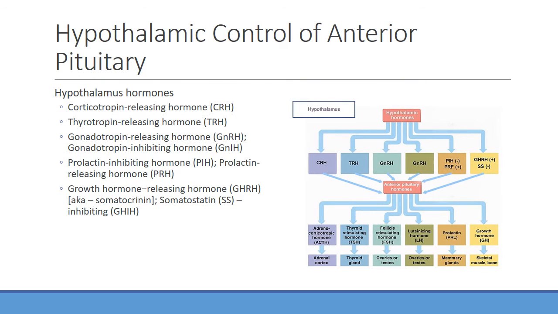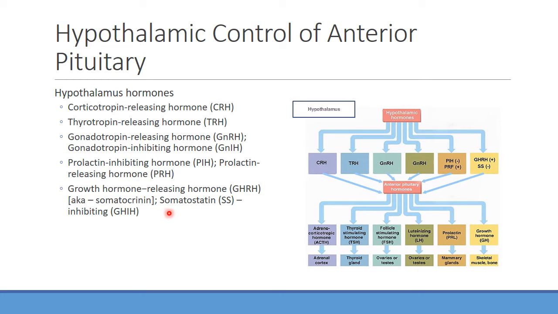So we were talking about basic hypothalamic control of the anterior pituitary. Just note that the hypothalamus is going to be releasing a lot of these releasing hormones. So if you see the RH at the end, that's usually what it is. Just note the few exceptions where there are some inhibiting hormones as well: the gonadotropin inhibiting hormone, the prolactin inhibiting hormone, and also somatostatin, which is growth hormone inhibiting hormone.